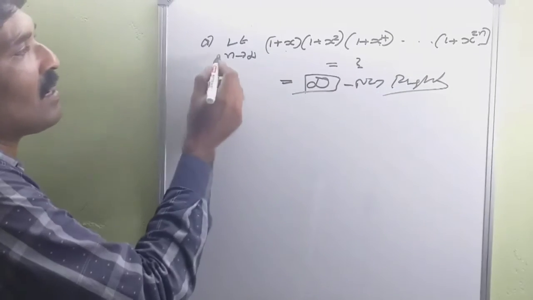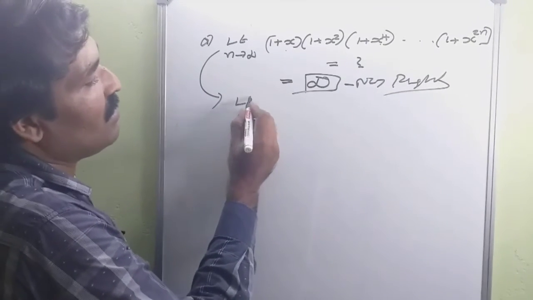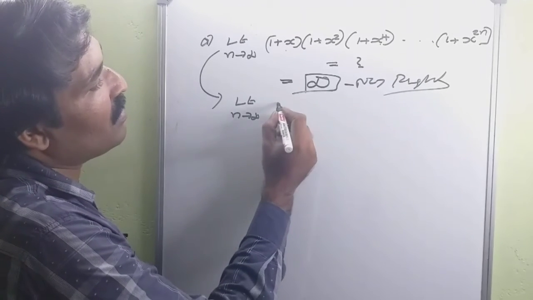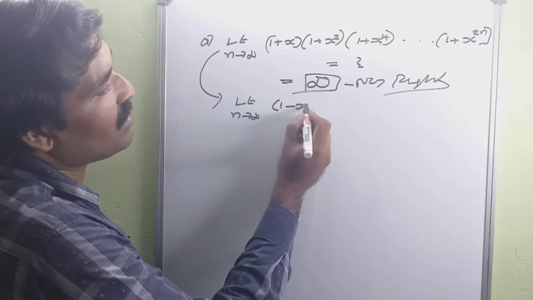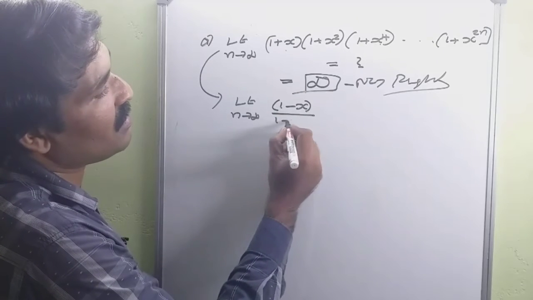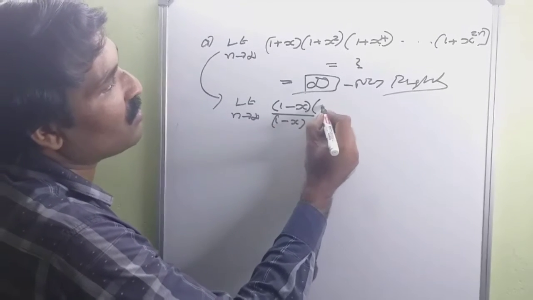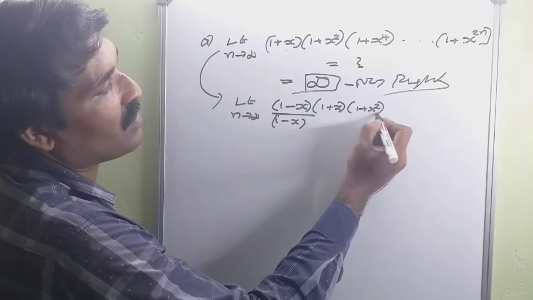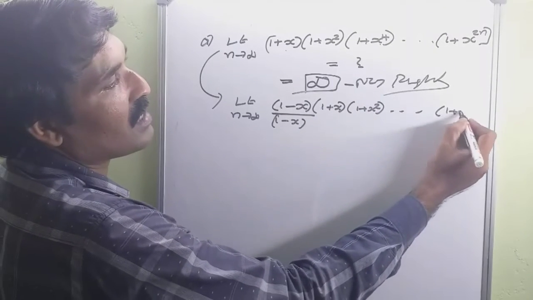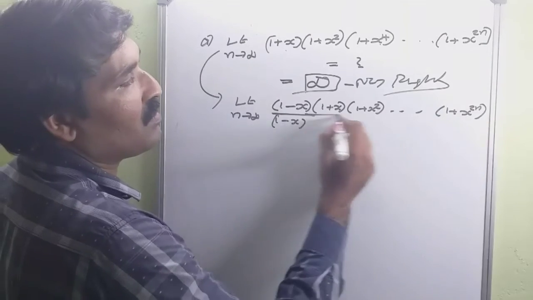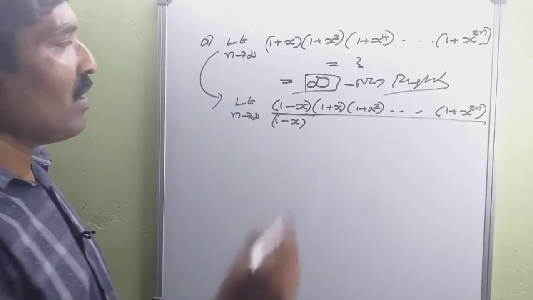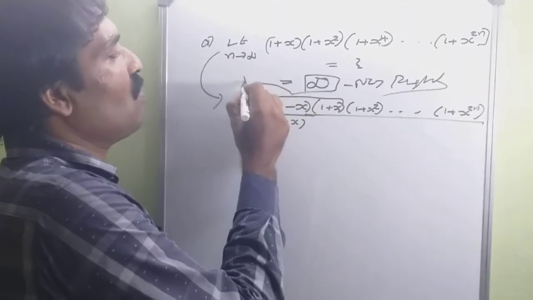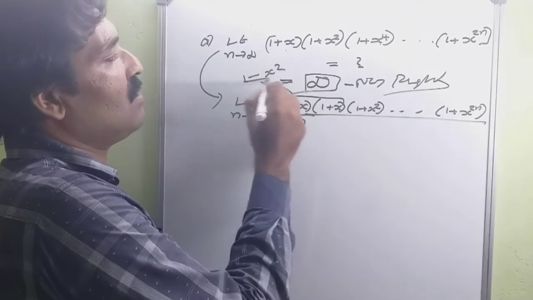So we can write this is equal to limit n tends to infinity. I am multiplying the numerator by 1 minus x, so dividing by 1 minus x. This into 1 plus x into 1 plus x square up to 1 plus x raised to 2n. Now 1 minus x into 1 plus x, the product of these two terms, is equal to 1 minus x square.